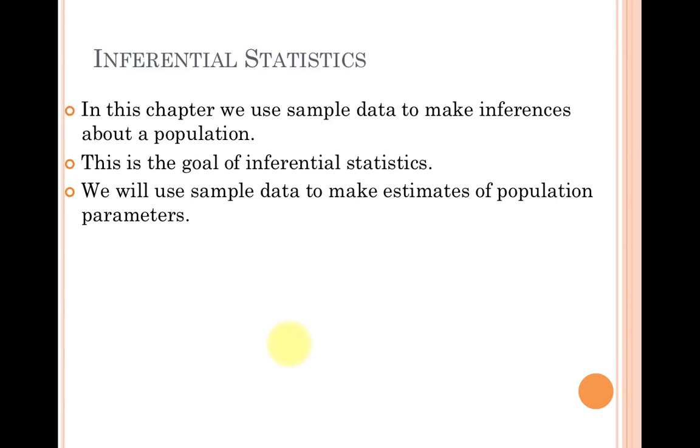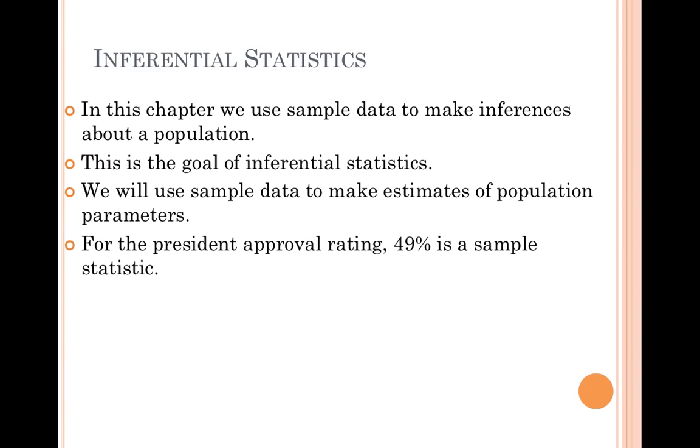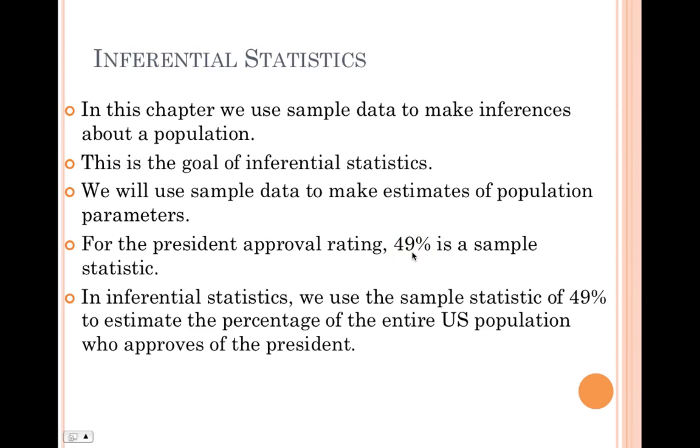So remember the definition of a characteristic or a number that describes the characteristic of a sample was called a statistic. So we're basically using statistics to make estimates about parameters. So 49% in our presidential approval rating is a sample statistic. And in inferential statistics, we're going to use that sample statistic of 49% to estimate the percentage of the entire U.S. population who approves of the president.